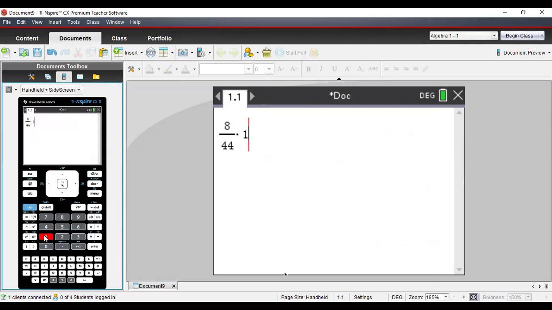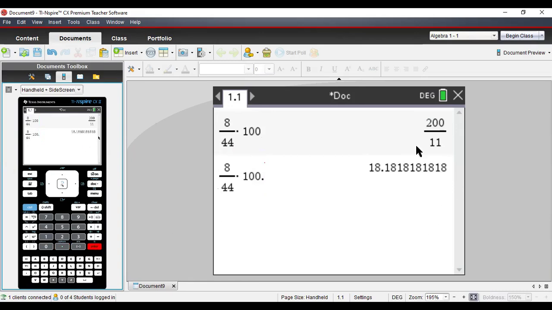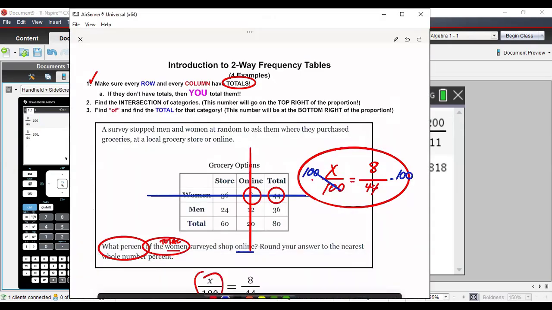Now, you're going to get this fraction, but we don't want a fraction, we want a decimal. The way you do that is you make sure that one of these three numbers, the 8, the 44, or the 100, has a decimal in it. I'm going to put it at the end of the 100. That means 18.18%. That's how many women shop online. If we go back to my iPad, they want us to round it to the whole number, so that's just going to be 18%.